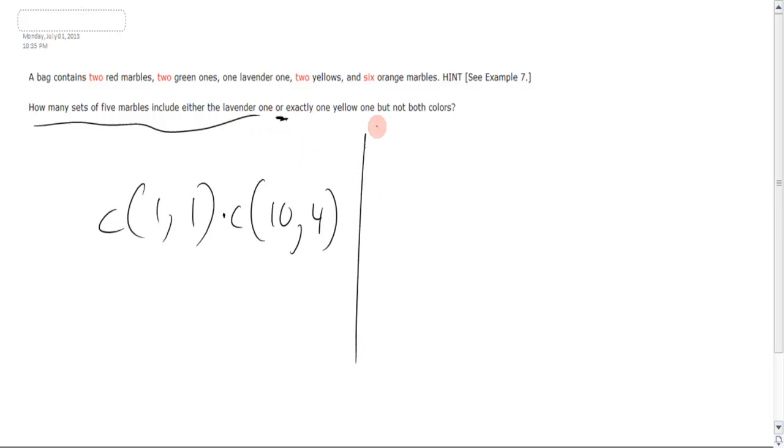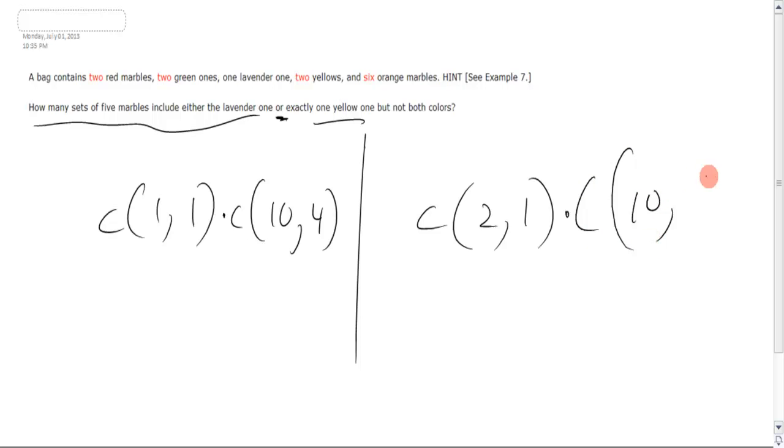But now this doesn't completely satisfy our situation. Now we need to do the 1 yellow. Out of the yellows, there are 2, and I'm going to have exactly 1 of them. So out of the 2 yellows, I must choose 1. Then I must fill in the rest of the set. How many remaining marbles are there? Well, it's the same 10 marbles, since we're not allowed to have the lavender, and there's 4 to choose. So this will be the case where we have exactly 1 yellow. This will be the case where we have exactly 1 lavender.